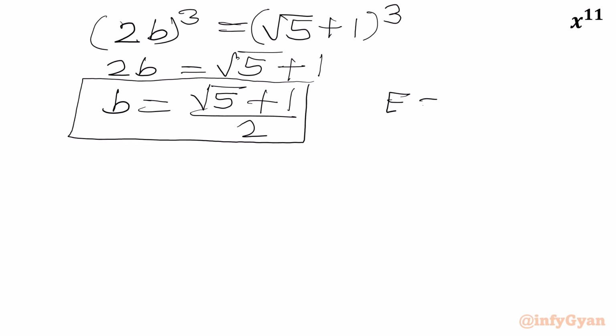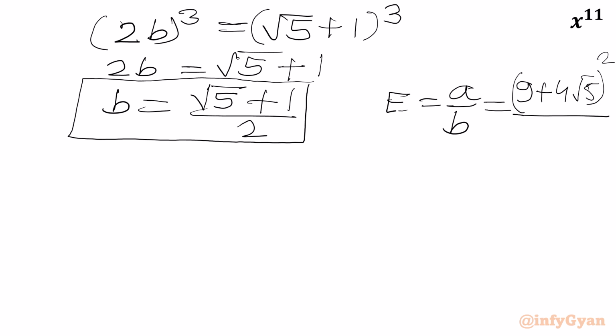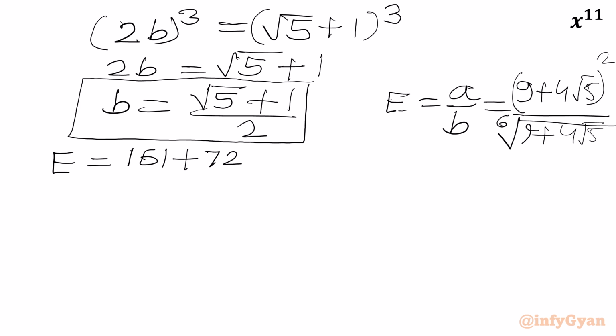Our expression was a over b. A was 9 plus 4 root 5 whole square. This we have already calculated. And denominator was 6th root of 9 plus 4 root 5. Let's put the values of a and b. We will get expression e equal to 9 plus 4 root 5 whole square, which was 161 plus 72 square root 5, over b, which is written here as square root 5 plus 1 over 2.